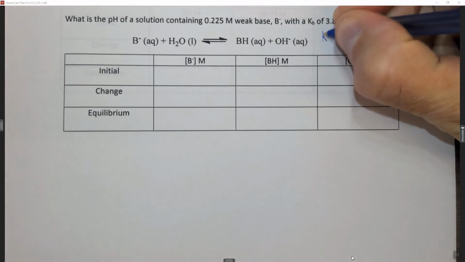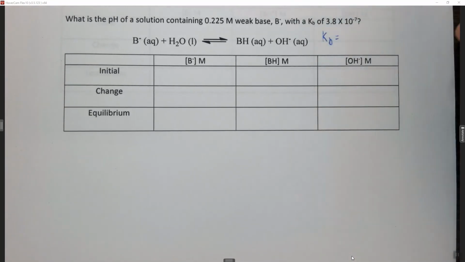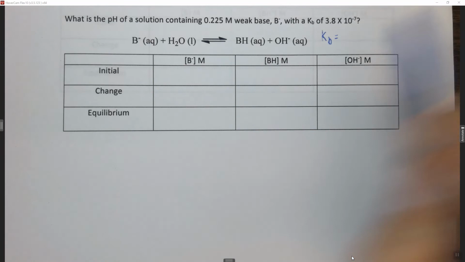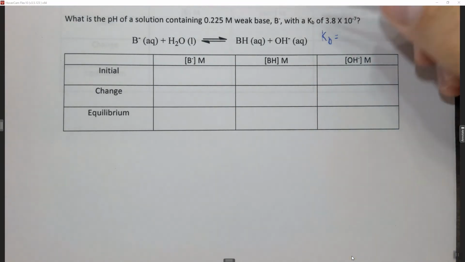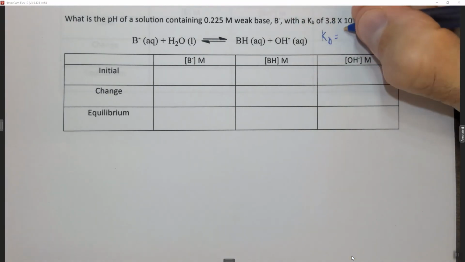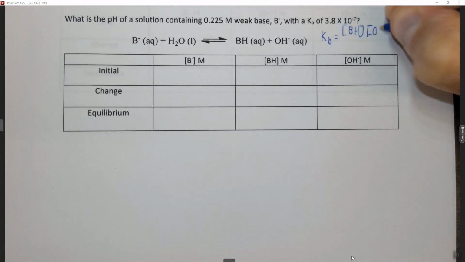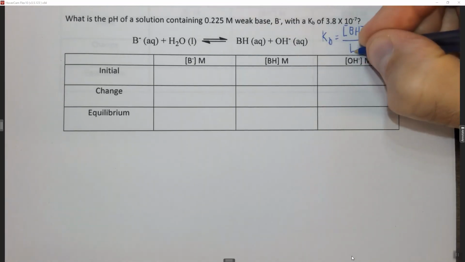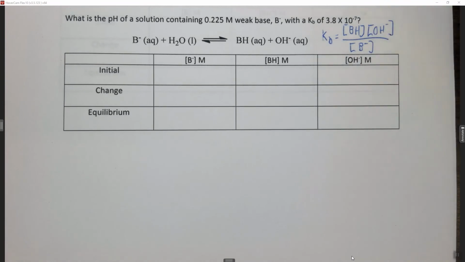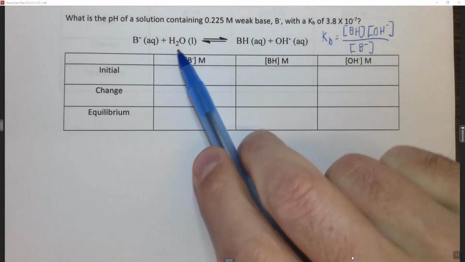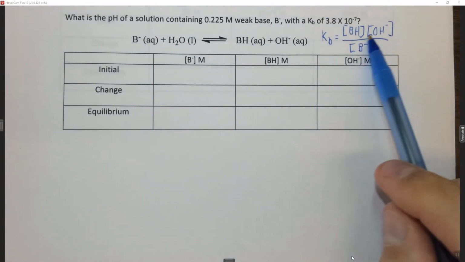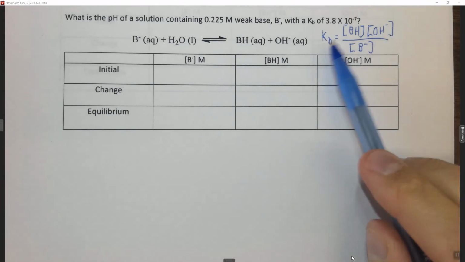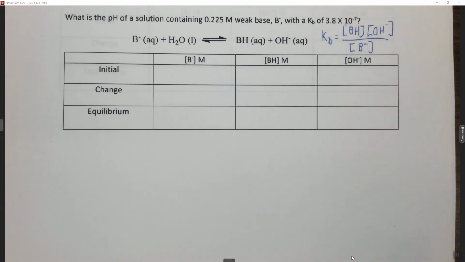So the Kb is very similar to the Ka, except it's for bases and has OH minus in it instead of H3O plus in it. But the Kb is products over reactants. So in this case, BH and OH minus, the products, over the reactant, in this case B minus. Notice that the water doesn't count because it's a liquid. So this is the same as the Ka, except it's for the Kb, it has the OH minus in it.